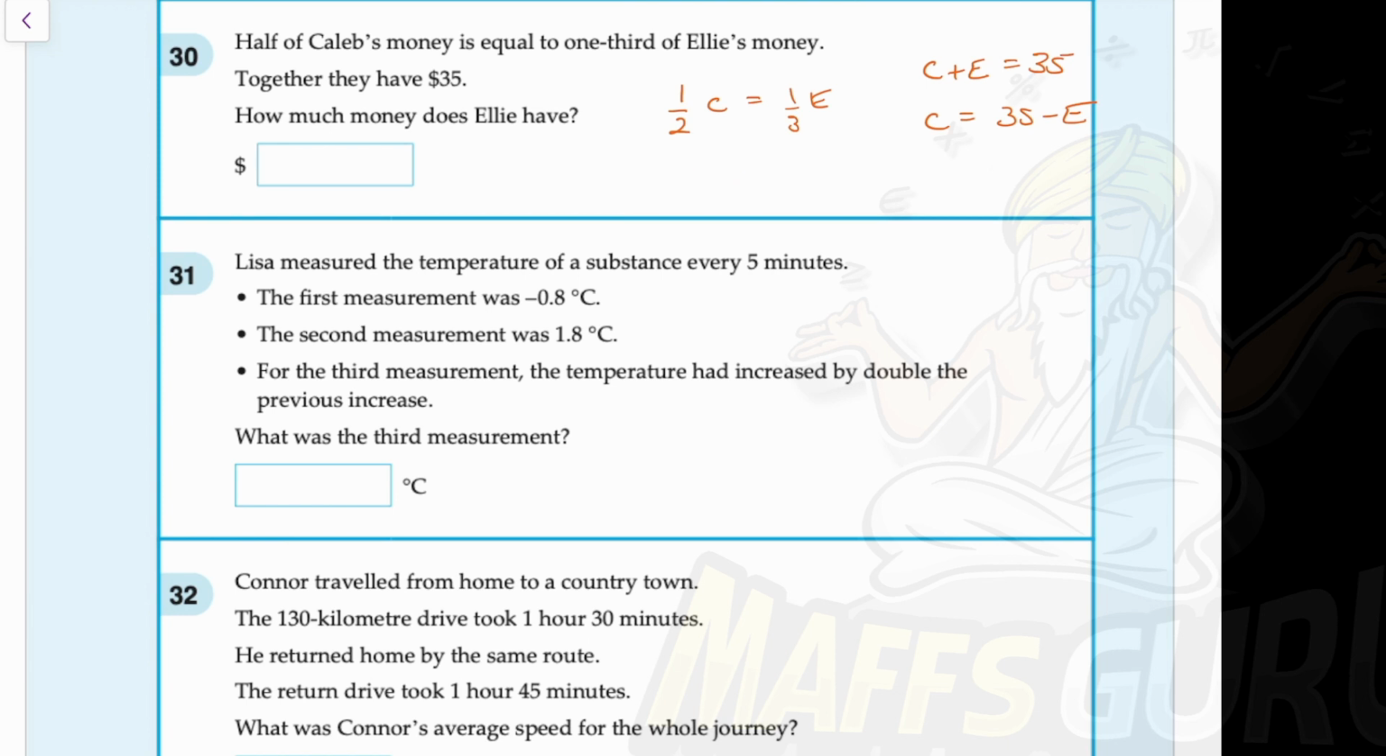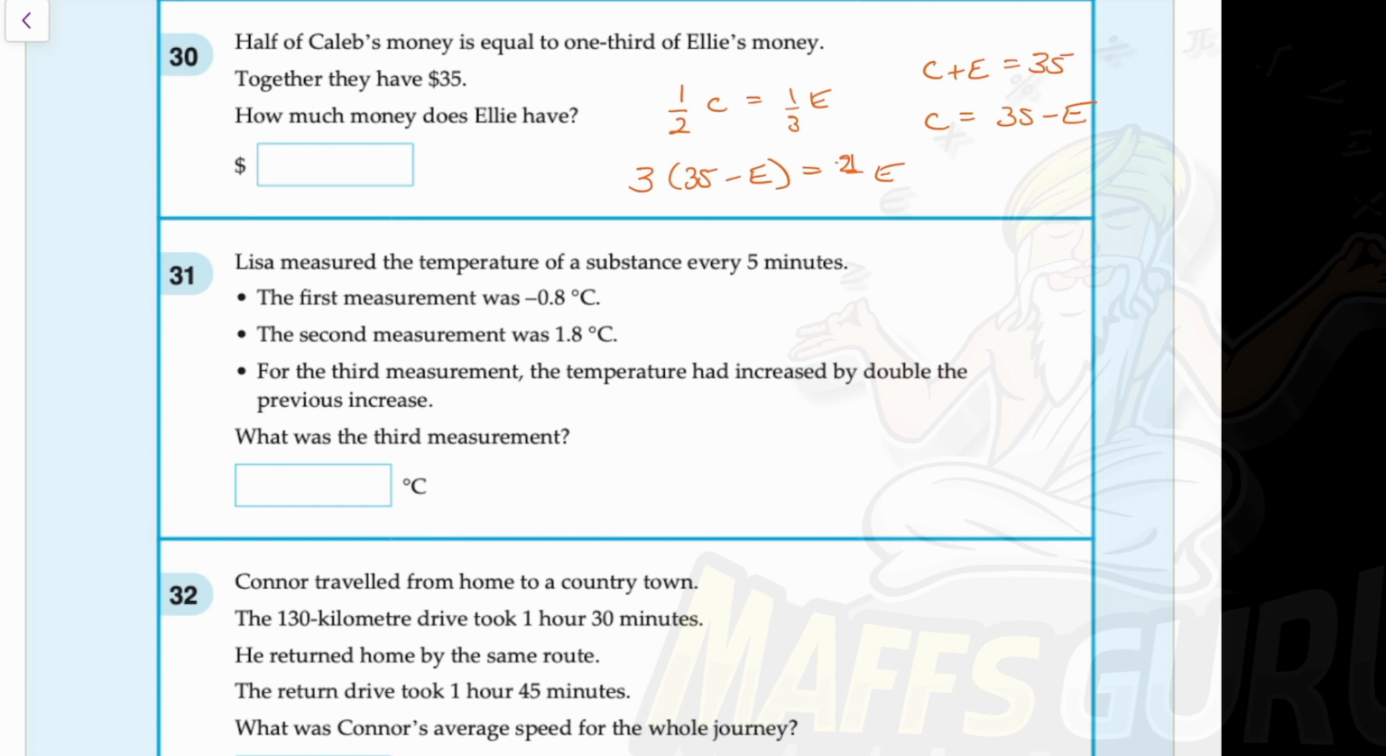So what I'm going to do here is create a sort of an equation. So we know that a half of 35 minus E is equal to 1/3 of E. Multiply everything by 2, it's going to get rid of this, and that now needs to be a 2 on the top of there. Multiply everything by 3, gets rid of the 3 on the bottom there and becomes 3 there.